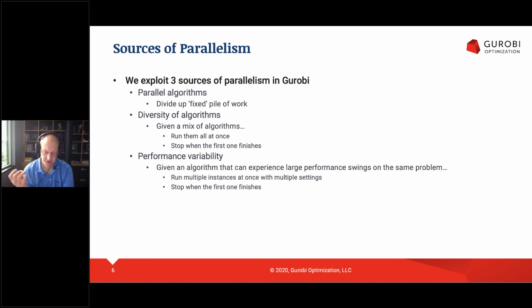So this gives you the opportunity to exploit algorithms that have different performance characteristics. And the third source is performance variability. So if you have one algorithm for solving a problem, but the performance of that algorithm can vary quite a bit depending on various factors, including randomness, you can actually exploit the fact that different runs will have different performance characteristics by doing multiple simultaneous runs with different settings, and then again, stopping when the first one finishes. So these are the three sources of parallelism we exploit.